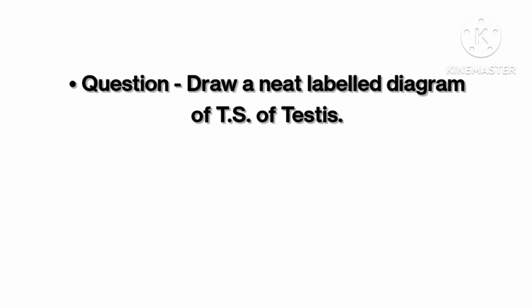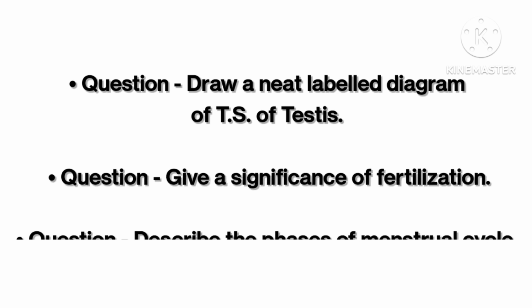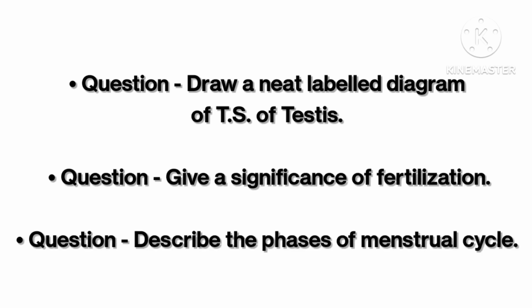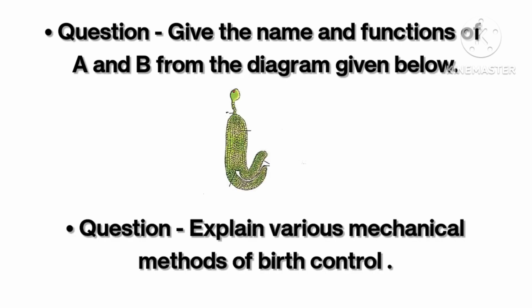Question. Draw a neat labeled diagram of TS of testis. Question. Give a significance of fertilization. Question. Describe the phases of menstrual cycle. Question. Give the name and functions of A and B from the diagram given below. Question. Explain various mechanical methods of birth control.